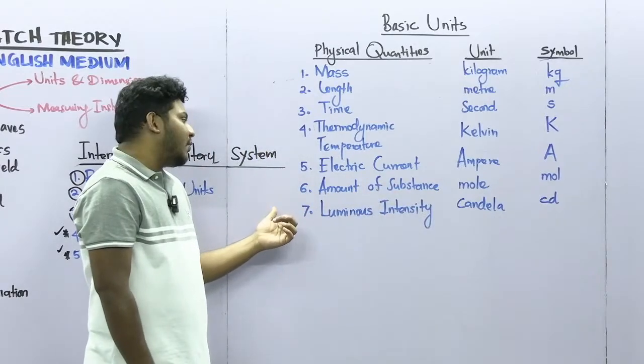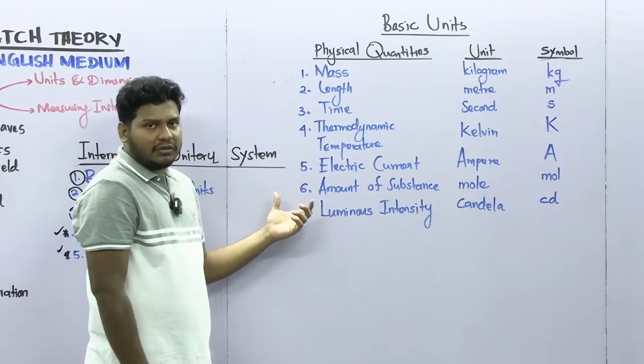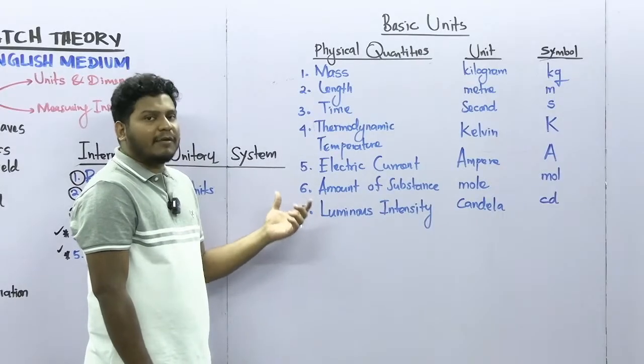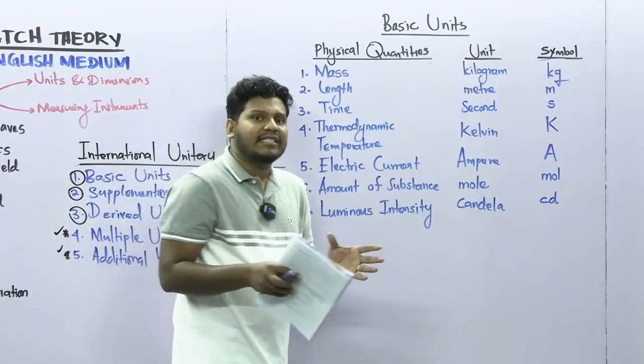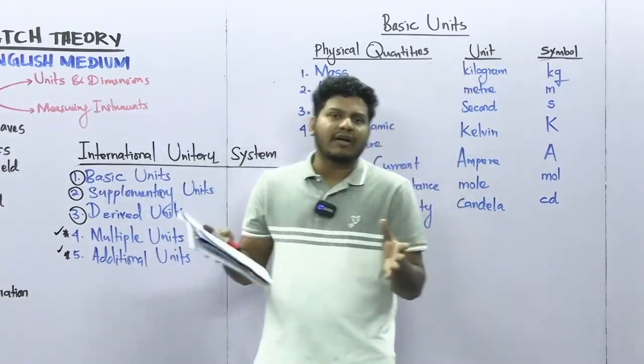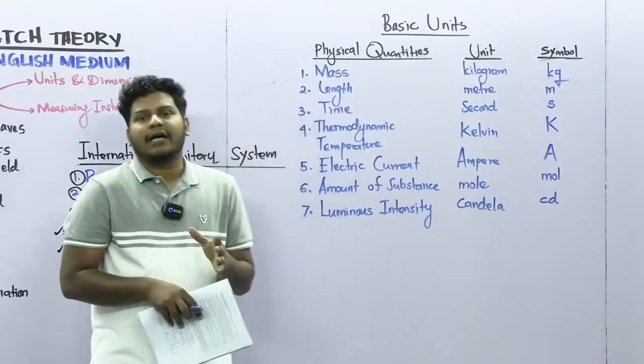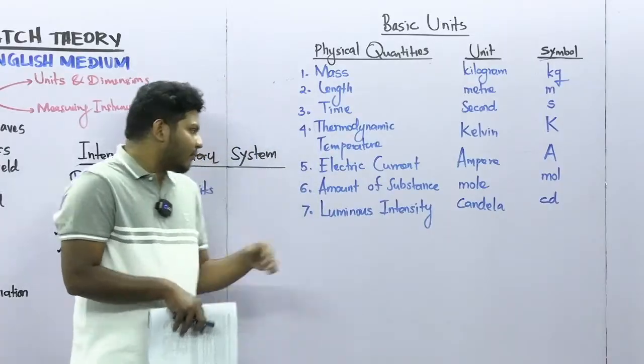Okay, right. So mostly 95% of the students didn't know about the luminous intensity, because there's no physical quantity we used in O level, ordinary level. Right.